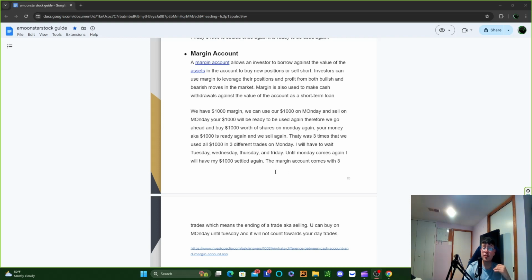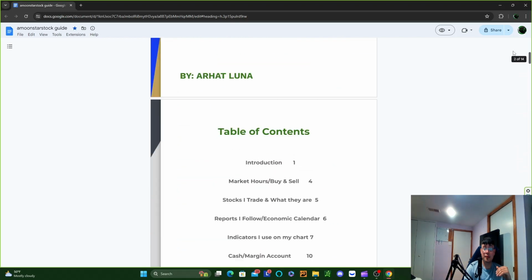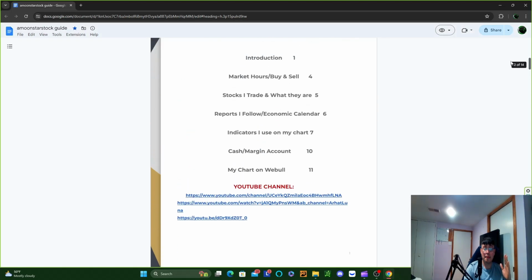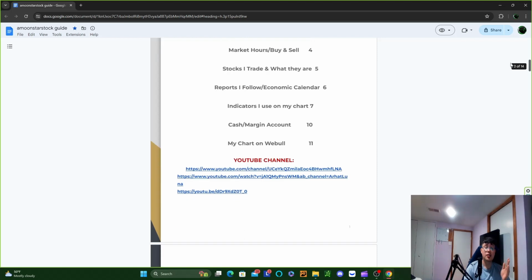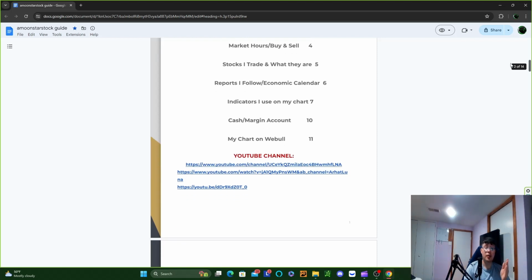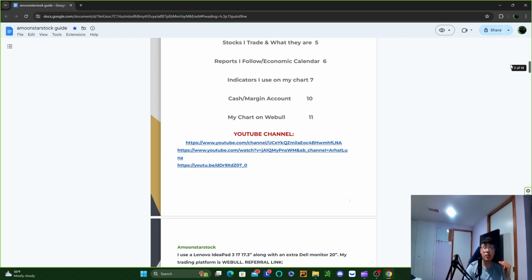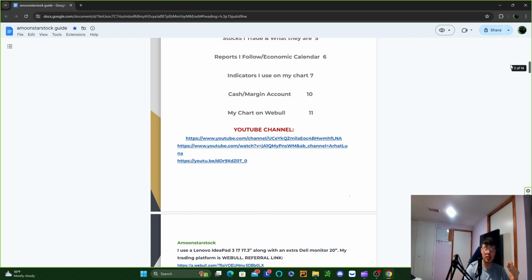And I believe this sums up the trading guide. So we went from intro, market hours, buying and selling, stocks I trade and what they are, the reports I follow, where I see the reports, aka economic calendar, the indicators I use on my chart, the cash and margin account, and I wrapped up my chart along with the indicators I use.